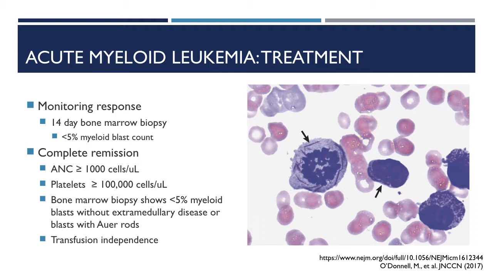They shouldn't have extramedullary disease or any blasts with Auer rods because that can be indicative of leukemia. And they should be transfusion independent, and this includes red blood cell as well as platelet transfusions.